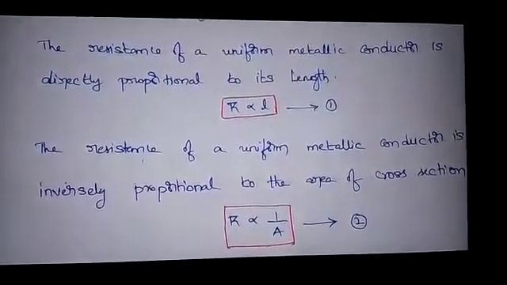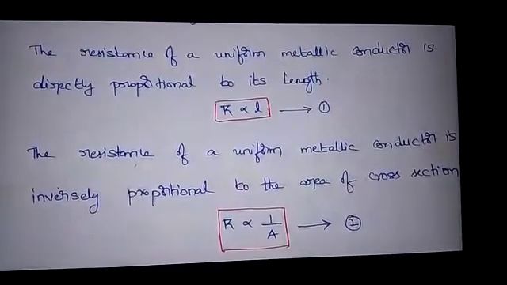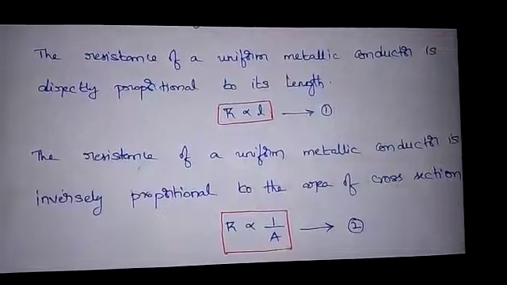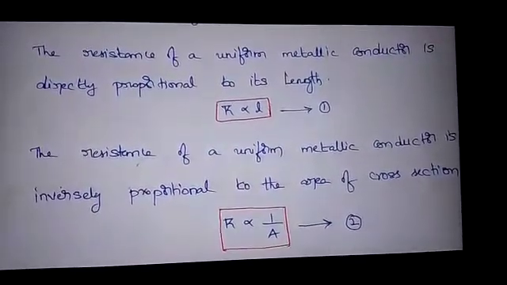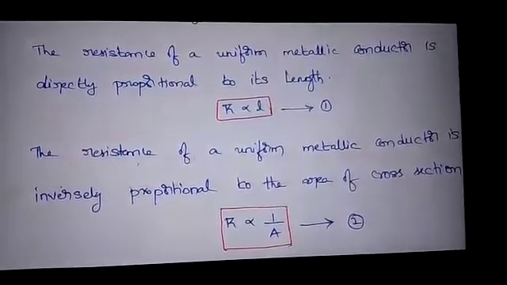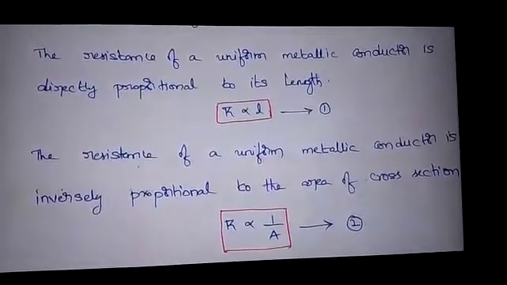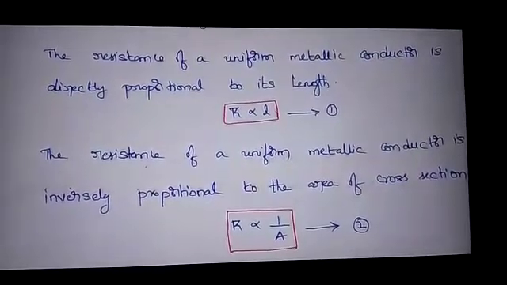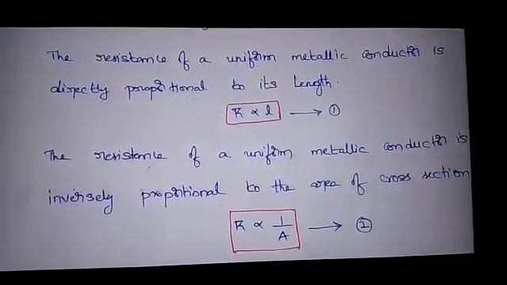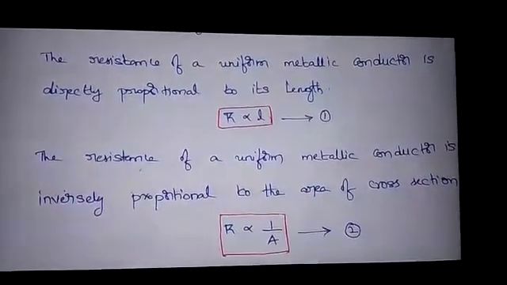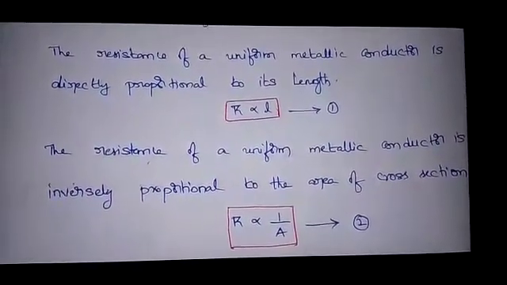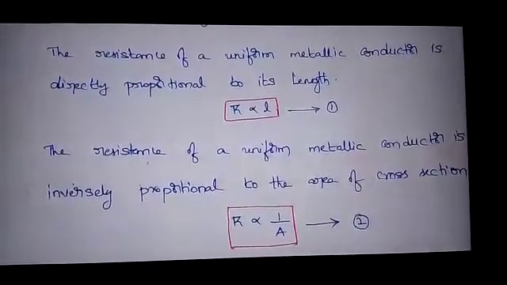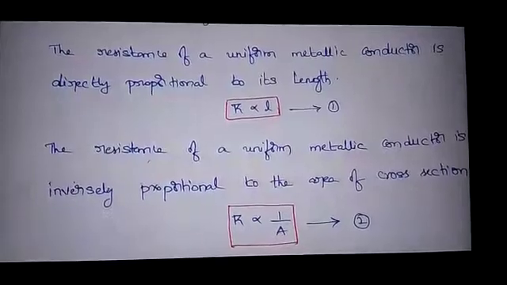The resistance of a uniform metallic conductor is directly proportional to its length. So R is proportional to L. That is the first equation. The second one: the resistance of a uniform metallic conductor is inversely proportional to the area of cross section. That means R is proportional to 1 by A. So length is directly proportional and area is inversely proportional to the resistance.